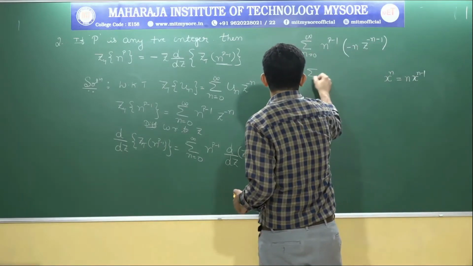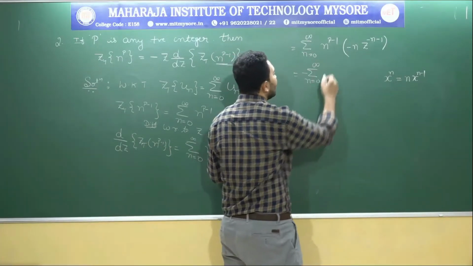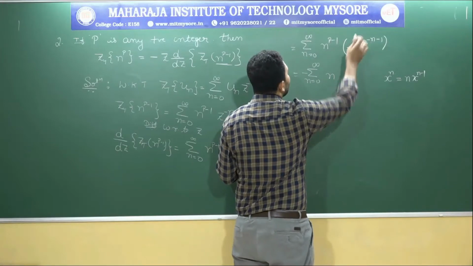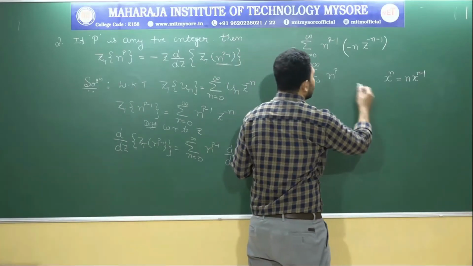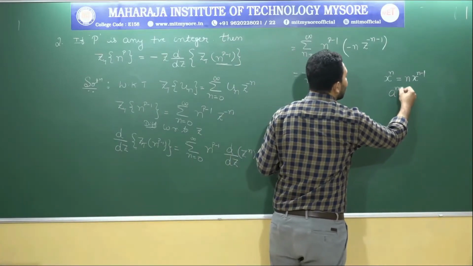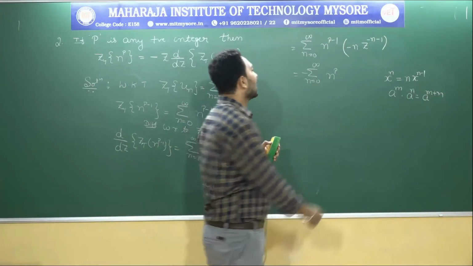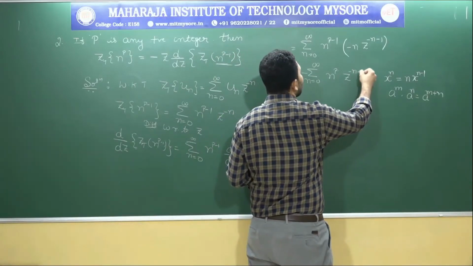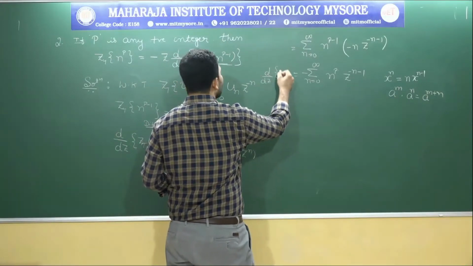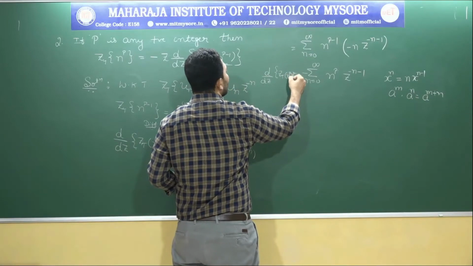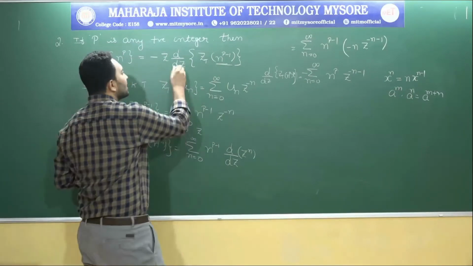So we'll get summation n equals 0 to infinity, minus I will take outside, n power p minus 1 into n power 1. n power p minus 1 into n power 1 is n power p. This is because of the law of indices, that is a power m into a power n equals a power m plus n. And we will remain with z power minus n minus 1. So this is the d by dz of the z transformation of n power p minus 1. So here this part is completed.